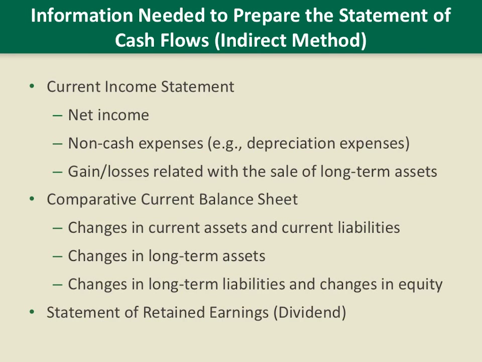To prepare the statement cash flows, we need three sets of information. First of all, current income statement. From income statement, we're going to extract information like net income, non-cash expenses, for example, depreciation expenses. Thirdly, any gain or losses related with the sale of long-term assets. Secondly, comparative current balance sheet, which means that we're going to get last period balance sheet and compare with this period balance sheet to be able to calculate any changes in current asset, current liabilities, long-term asset, long-term liabilities, and equity. Thirdly, we need information from the statement retained earnings, for example, dividend information.